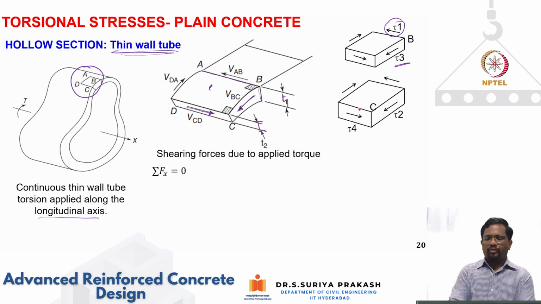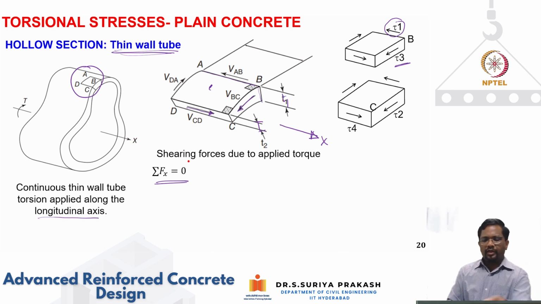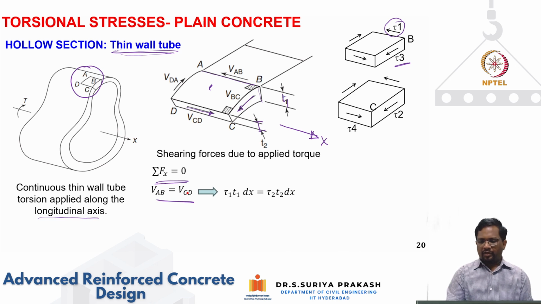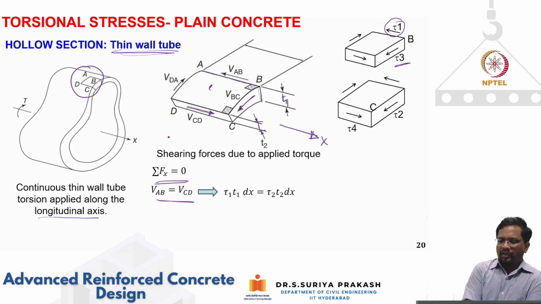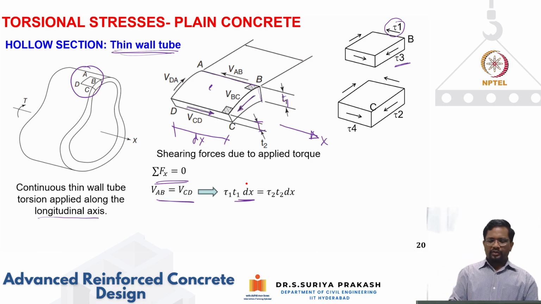Now, let's say this is my horizontal direction x. If I take the sum of Fx equal to 0, then you'll find that VAB should be equal to VCD. So I can write like this, and that indicates that tau 1 that is acting, which is VAB, multiplied by T1 and dx. This is a small element that we are taking, whose length is dx. So T1 and dx is nothing but the area of that particular plane on which these forces are acting.